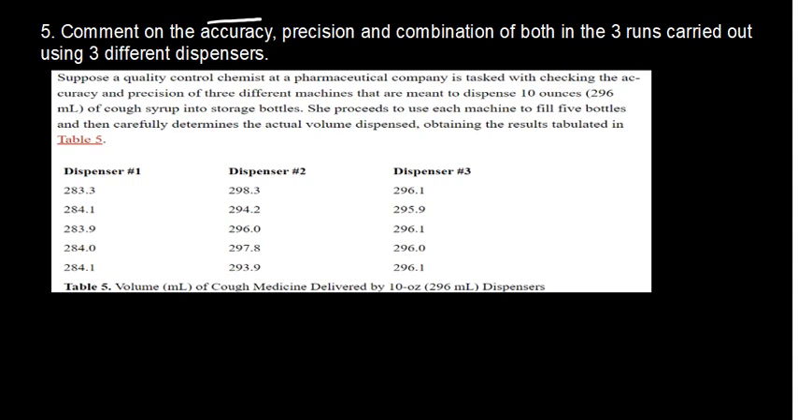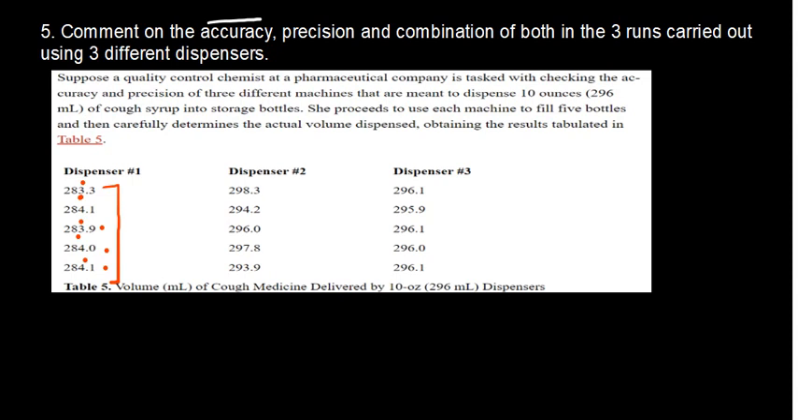Okay, so I'll start with dispenser one. We have 283.3, 284.1, 283.9, 284.0, 284.1. Are they closer to each other? Or they are different? So look at 283.3, 284.1, 283.9, 284.0, 284.1. Are they closer to each other to start with? Or maybe they are not. So basically they are closer to each other if you look at how they are. You have a 4, you have a 4, you have a 3, 3.9, which is almost a 4, 4.1, 3.3, not bad.